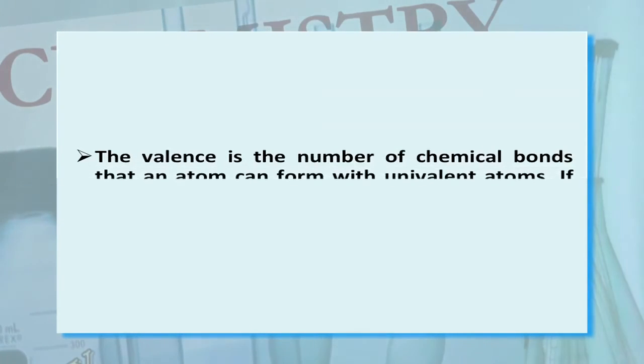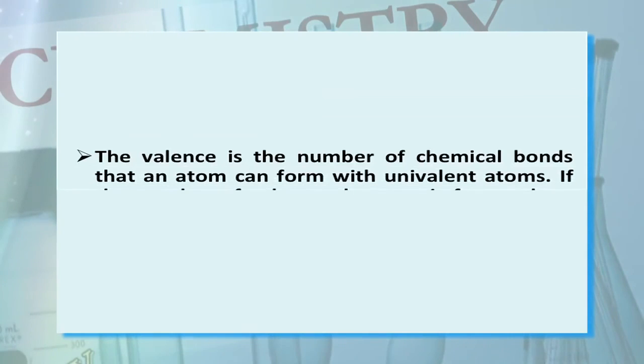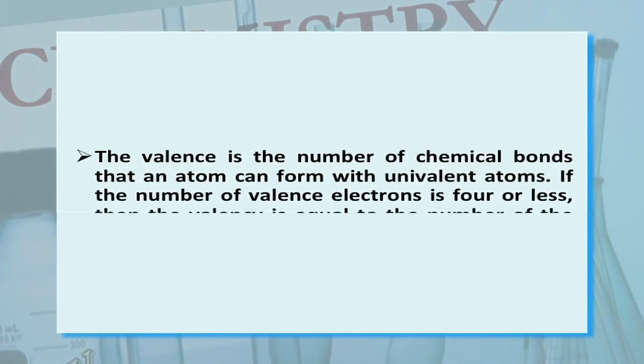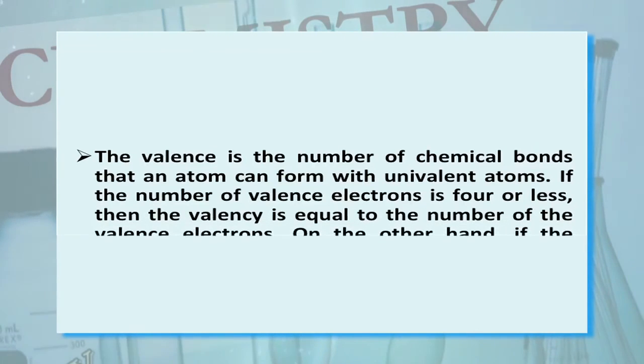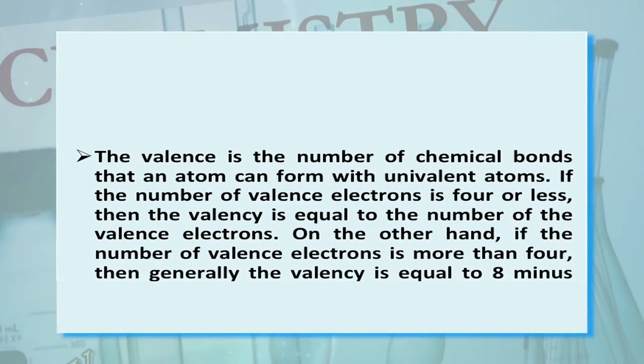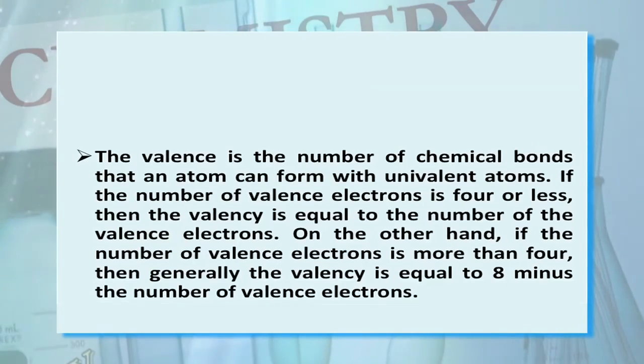The valency is the number of chemical bonds that an atom can form with univalent atoms. If the number of valence electrons is 4 or less, then the valency is equal to the number of valence electrons. On the other hand, if the number of valence electrons is more than 4, then generally the valency is equal to 8 minus the number of valence shell electrons.